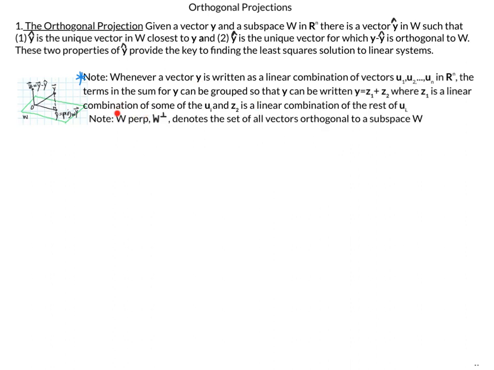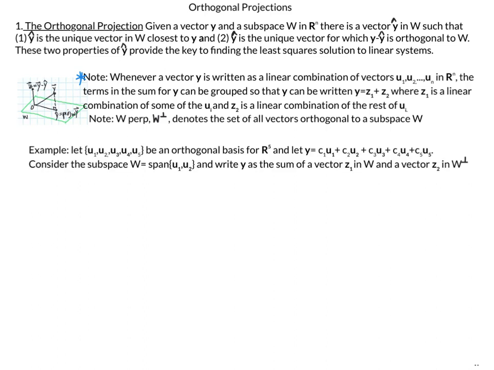And I also wanted to remind you that W perp, which we denote with W and the perpendicular sign, denotes the set of all vectors orthogonal to a subspace W. We had discussed this in the last video, but here's your reminder. This next example will give us the ideas to find the formula for y hat, as well as a proof that y can be decomposed into our y hat and our vector z, which is equal to y minus y hat, which is orthogonal to W.